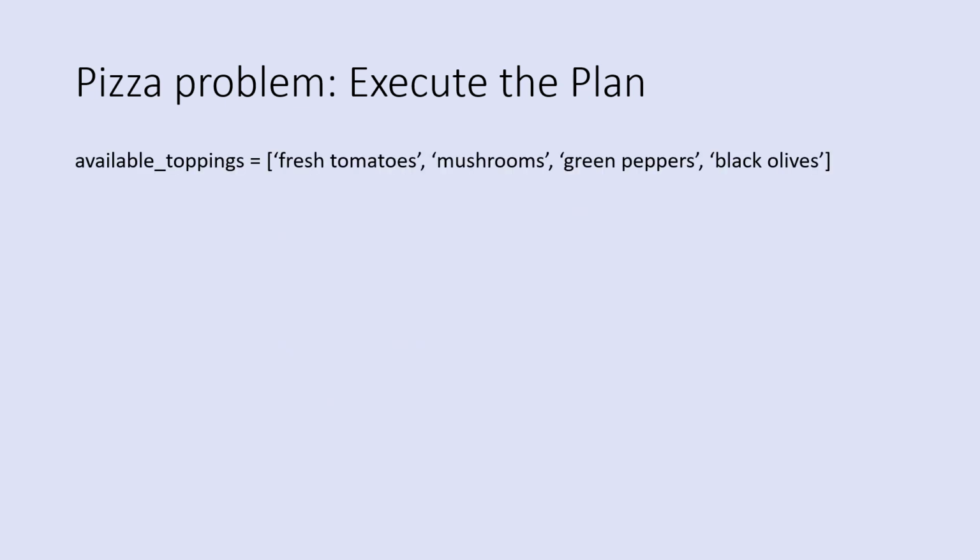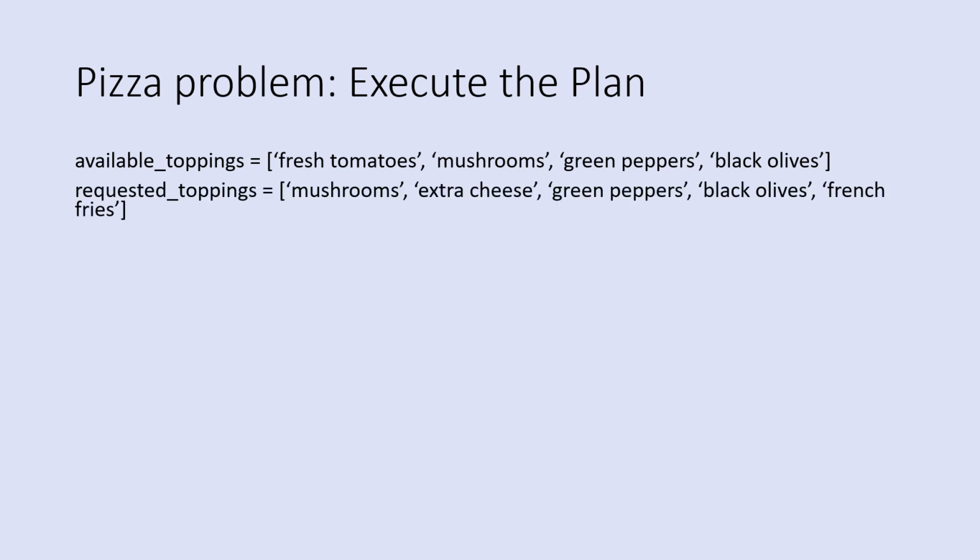All right, so what will that look like in code? We start off with available toppings using the Python naming standard. We use snake casing here, so available_toppings, and we put all of those toppings in the list. And then we have our requested toppings list, and we have our empty list for the pizza.